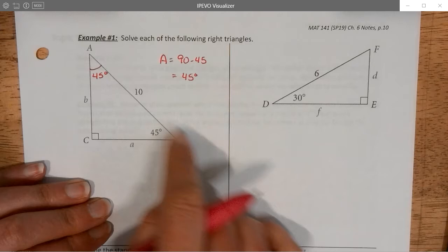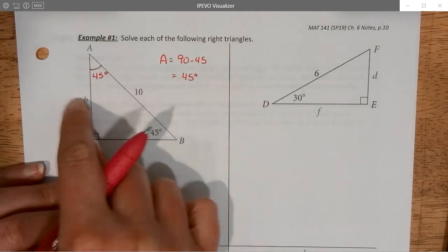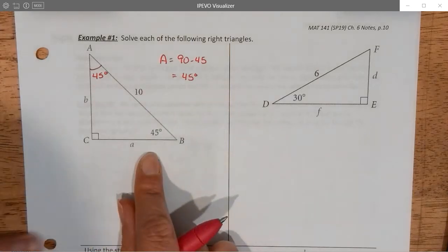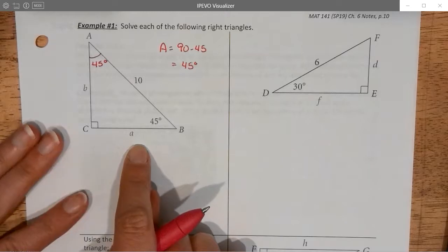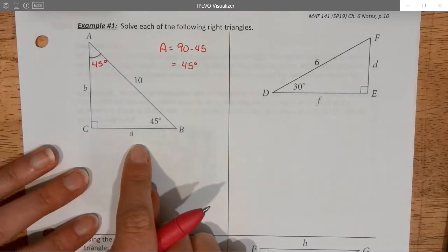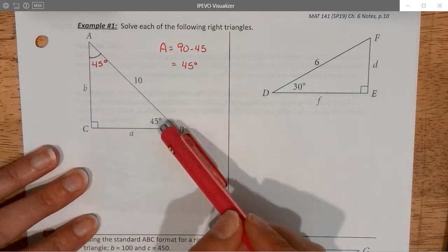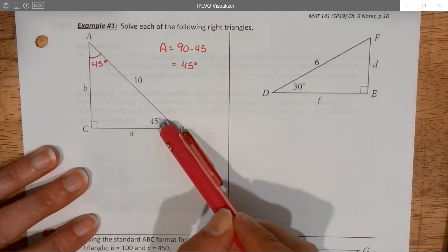I only know one side. I do not know 2 sides. So I'm going to have to use a trigonometric ratio to find one of the sides. Once I have 2 sides, I can use the Pythagorean theorem to get the third. I'm going to use the angle that I already had with the 10.